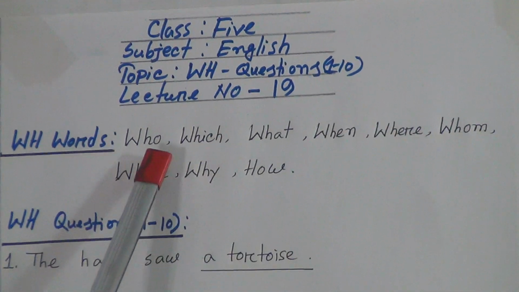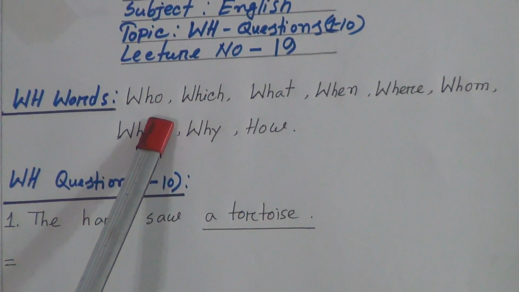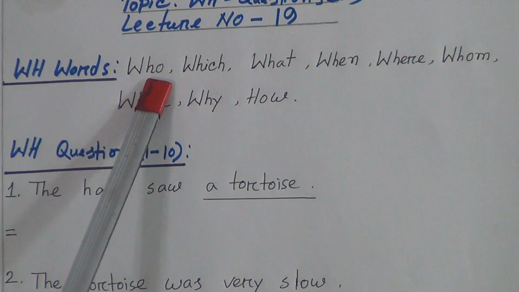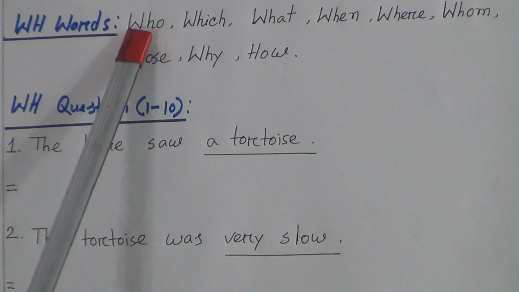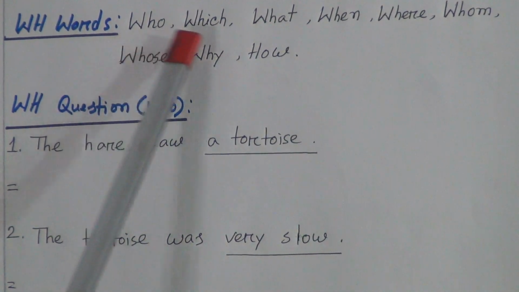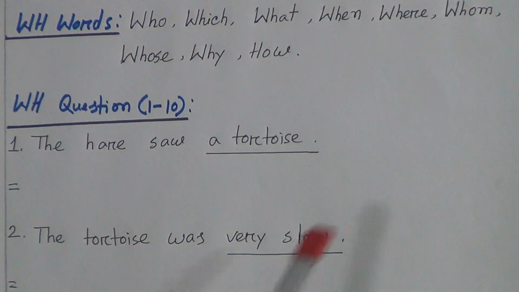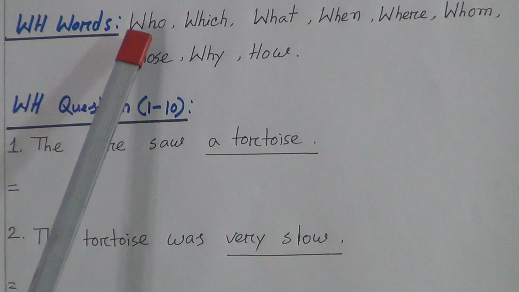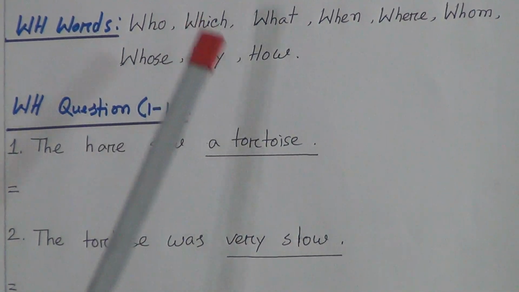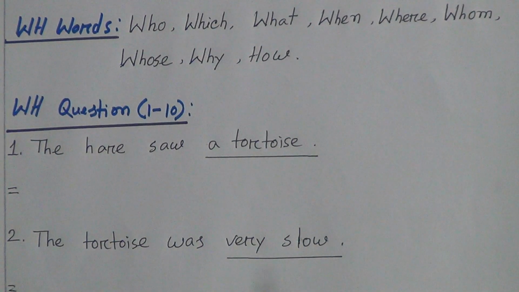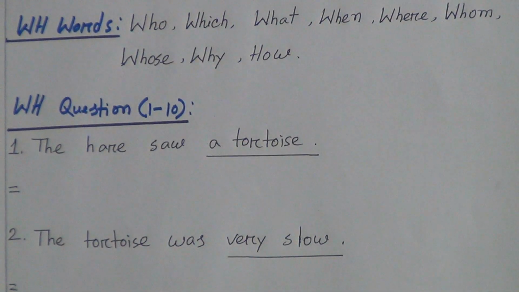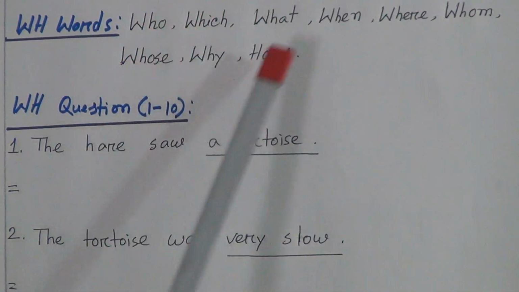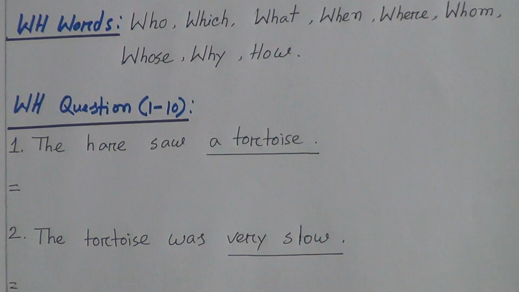So if you look very carefully, you will see that each of these words begins with either W or H. The first letter of each word is either W or H, and in each of these words W and H both are seen. For this reason, these words are called WH words.